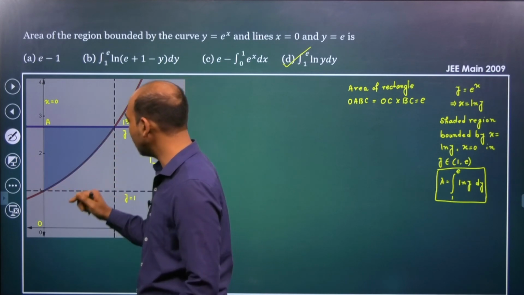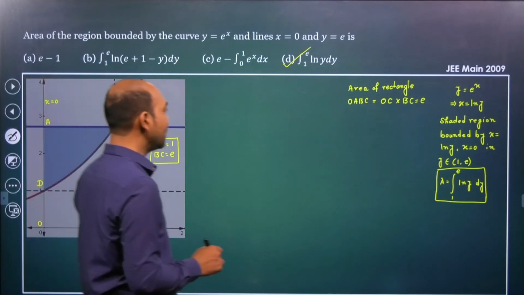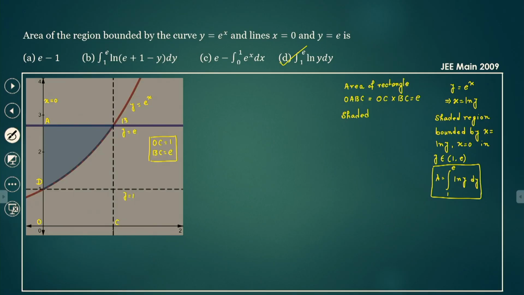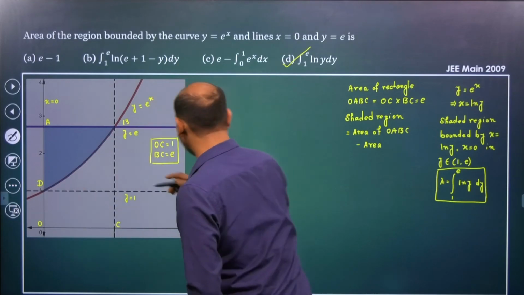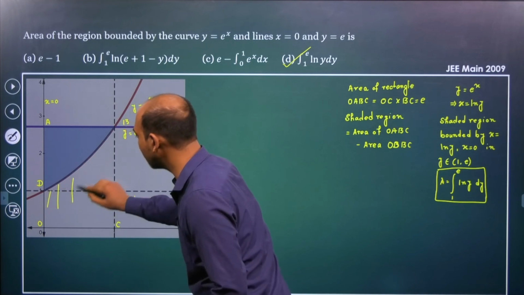If I take another region, let's take that point as D. So see that the shaded region, we consider the area of the rectangle OABC minus the area ODBC. Now, this area ODBC means that we are talking about this particular region.